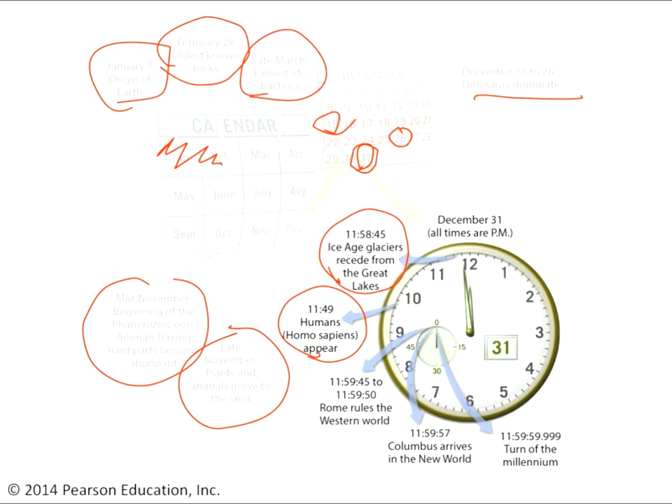And then in the final minute of the day, basically we're looking at the rise and fall of various civilizations, Columbus arriving in the New World, and then, basically now. So in this perspective, where all of human history is occurring in 11 minutes out of an entire year, you get a real sense of how incredibly deep geologic time is.